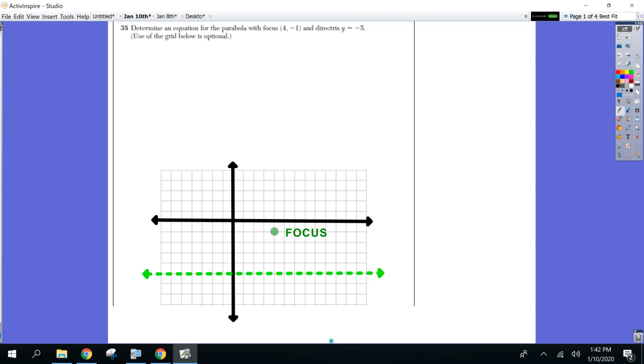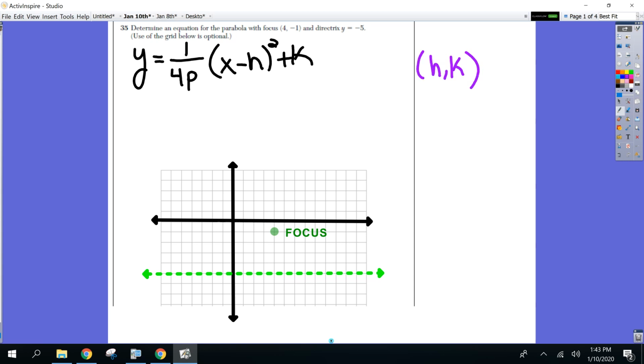Everyone see the formula I provided on number 10? Look at the formula on the sheet. y equals 1 over 4p times (x minus h) all squared. There are 2 values you need, h and k, which I have already written down for you. What's h and k? Coordinates of the vertex. Yes. And then there's also a p-value you need to plug in.